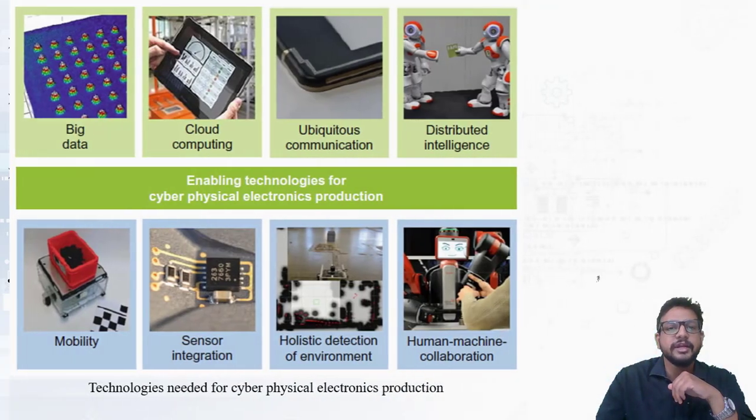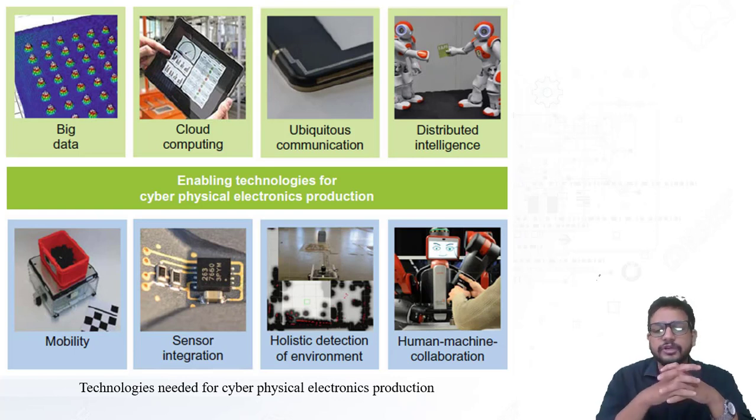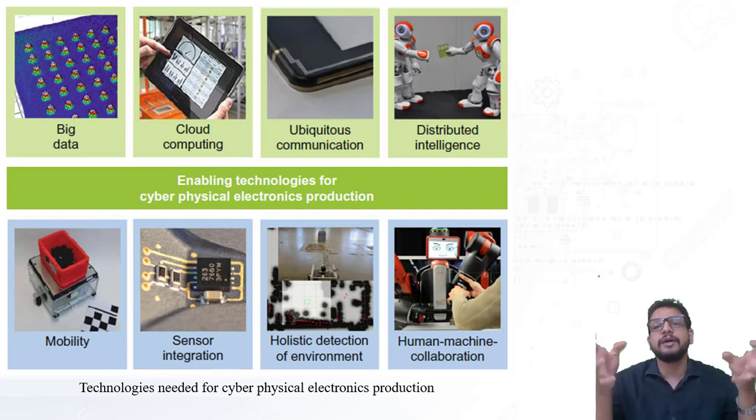Now let's move further and see how it is related to our Internet of Things. This represents the technologies needed for cyber physical electronic production. The first requirement is big data, which we have already discussed in our last session. Then cloud computing is required, that is a server for storage. Then ubiquitous communication, that is extensive communication between different devices, is required.